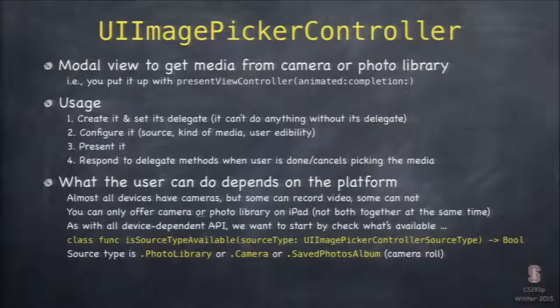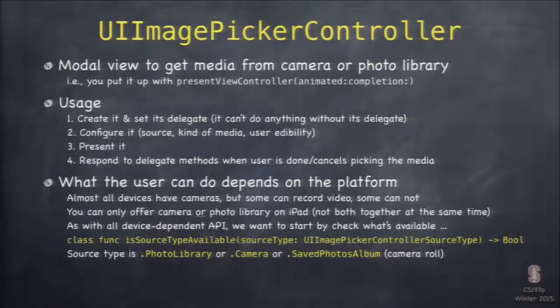Each device has different hardware, although that's becoming less and less true as the years go by. It used to be that there were some iOS devices that didn't even have a camera at all. But certainly early on there were iOS devices that could do still images, but couldn't do video, for example. So as with all the hardware things, whether it's Core Motion or any of those things, we always want to ask and see what we can do first. So it's very easy for the image picker controller.